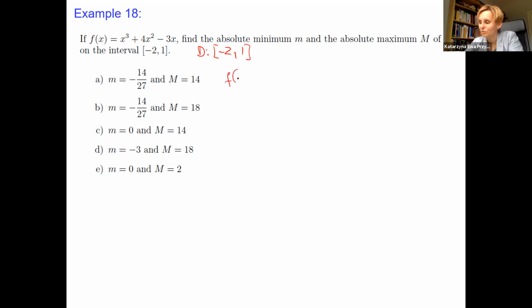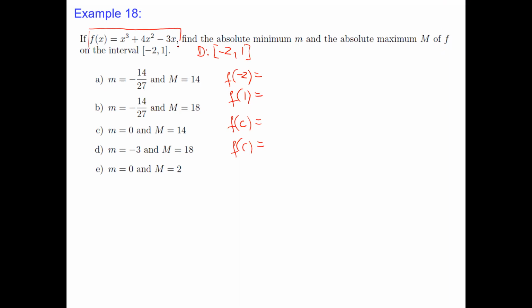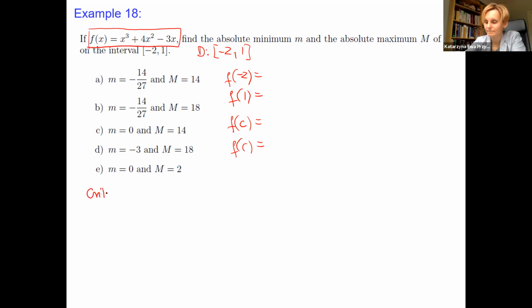First of all, we will need the value at -2. We will need the value at 1. Those are the endpoints, and then the potential critical numbers. Let's find them. How can we find critical numbers? Let's use this. We need the derivative, right? And since this is just a polynomial, the derivative is defined everywhere. We just need to solve for where it is 0. The derivative is not undefined. It's defined everywhere on the domain.